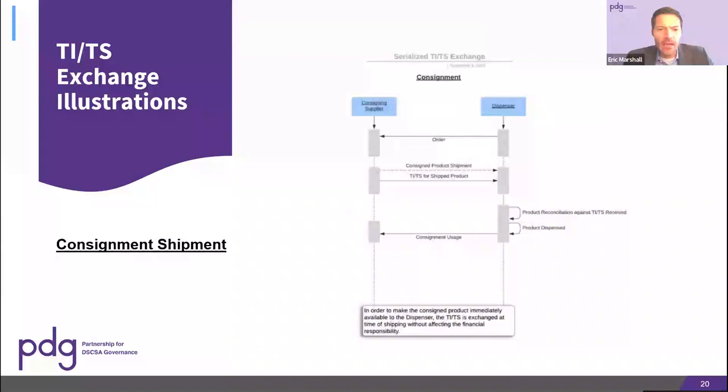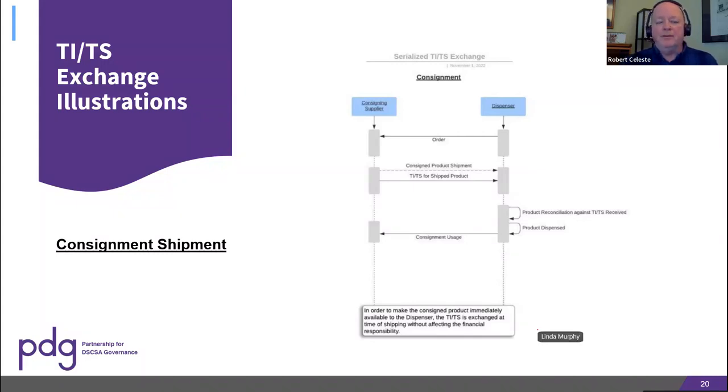Thanks, David. Bob, the next one we had mapped up and had conversation around, maybe not quite as common, but it does happen, is this notion of consignment product. Yeah, so the issue here is that in consignment, you ship the product. However, ownership doesn't transfer until, possibly, depending on your agreement, the product is actually used.